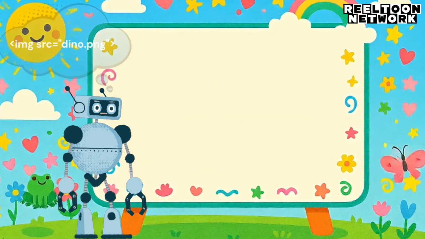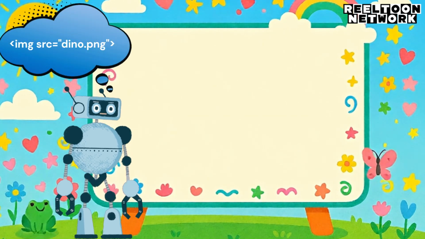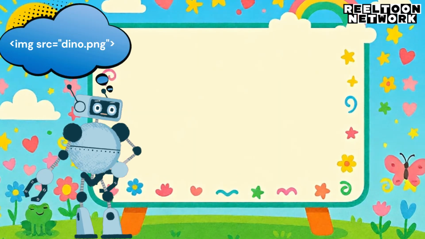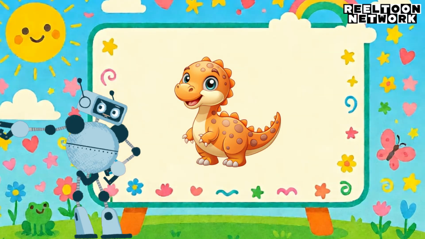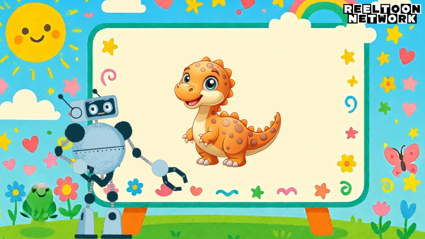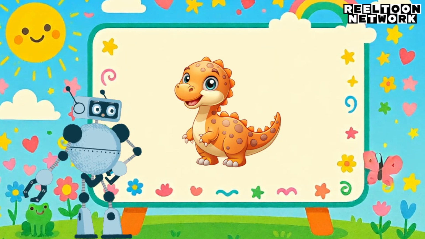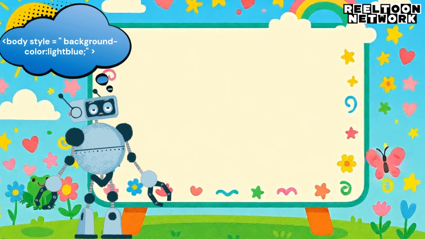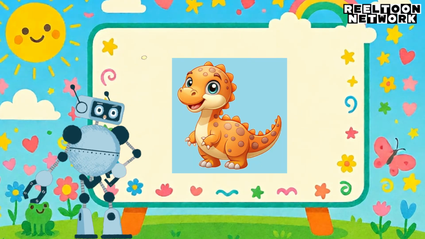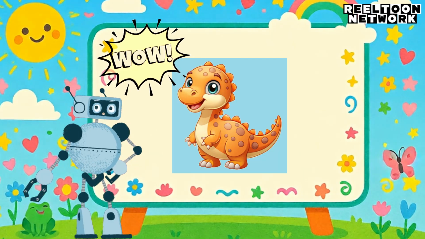With this code, img tag, src is source, dino.png, our dinosaur friend shows up. Rawr. Want to change the background color? Let's try. I just write the code. Whoa, everything looks so bright and cool now.